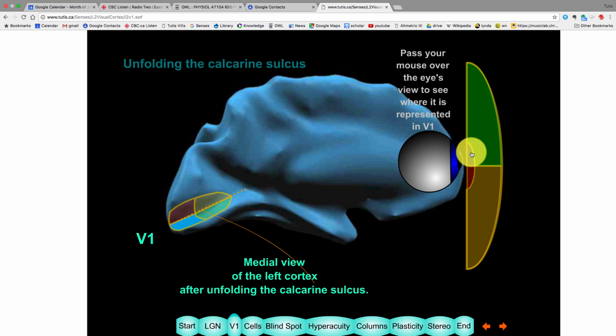The other thing to note is that this region here is at the back of the cortex, and this region here is slightly more forward in the cortex. So there's differences. The things around the fovea are mapped here, whereas the things in the periphery are mapped here. So fovea, periphery.